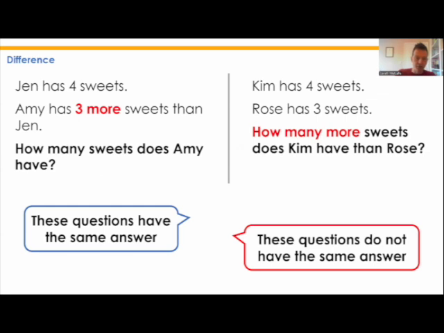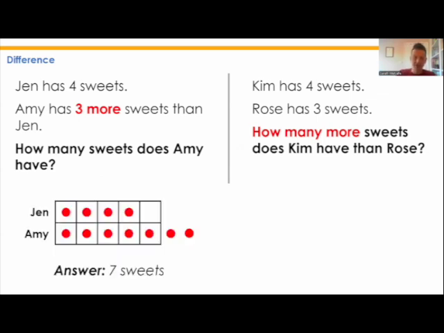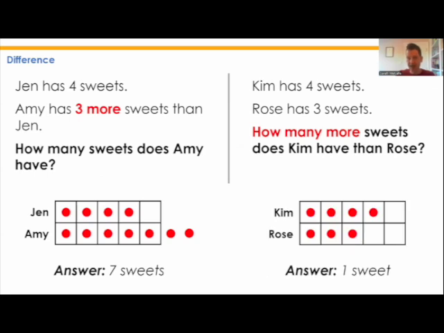Jen has 4 sweets. Amy has 3 more sweets than Jen. How many sweets does Amy have? And then Kim has 4 sweets. Rose has 3 sweets. How many more sweets does Kim have than Rose? Questions have the same answer. Do they not have the same answer? That's the children to discuss and vote on. And again, the visual representation showing the structure. And of course, we see that they have different answers.